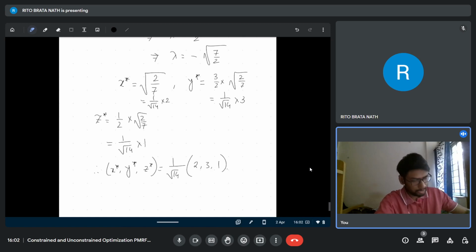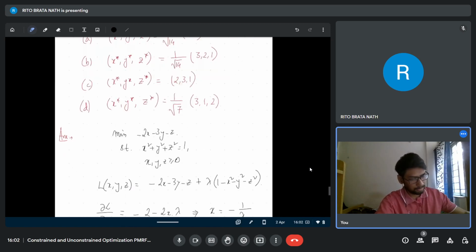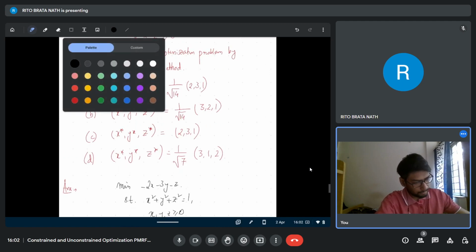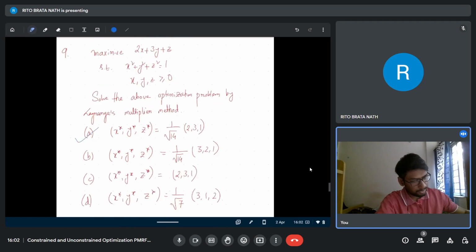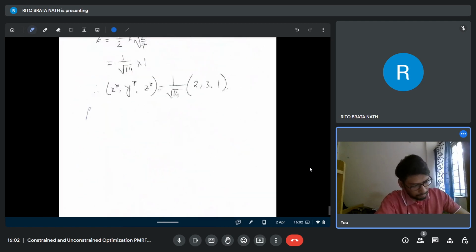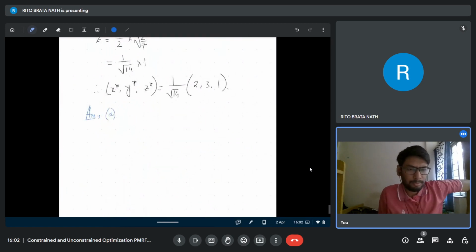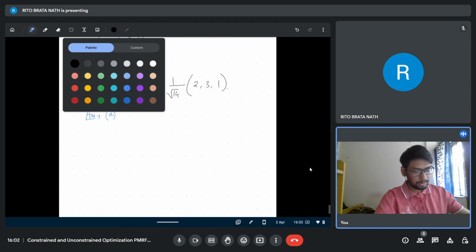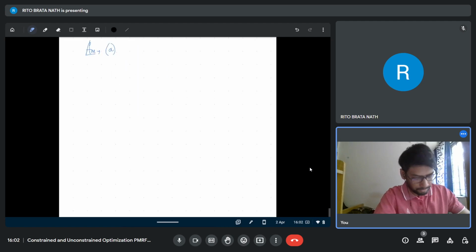So I think option A is the correct answer. No issues with this problem. Okay, option A is the correct answer. So that's the 9th problem. Then I'm left with only one problem for today, and I briefly wanted to discuss the assignment 10 problems, but no one has joined and no one has doubts, it seems. I think I'll discuss it next week.